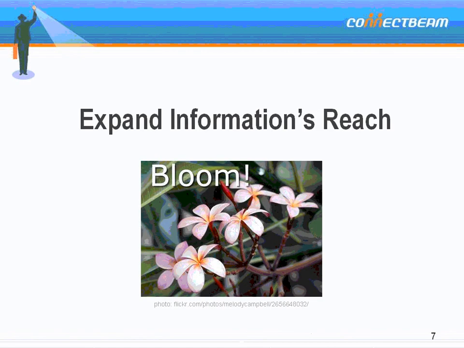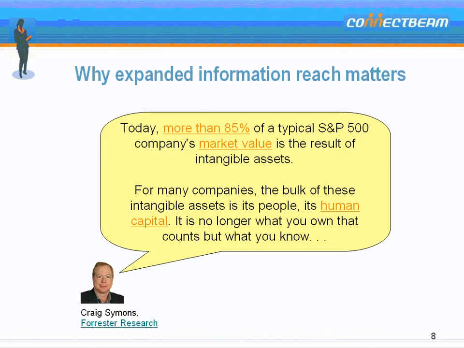Expand information's reach. Why expanded information reach matters. Forrester analyst Craig Simons really puts his finger on it. Organizations today are driven by their ability to create, disseminate, and use information. This distinguishes the information economy from the manufacturing economy.